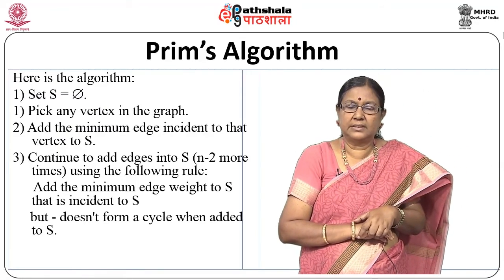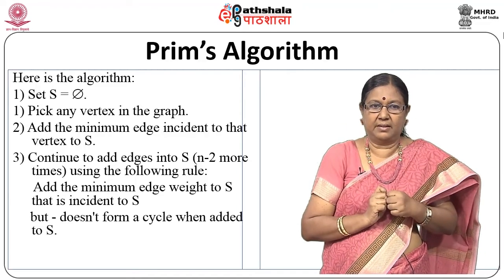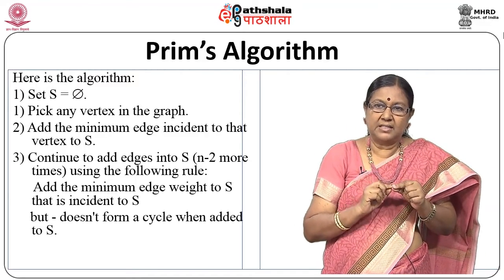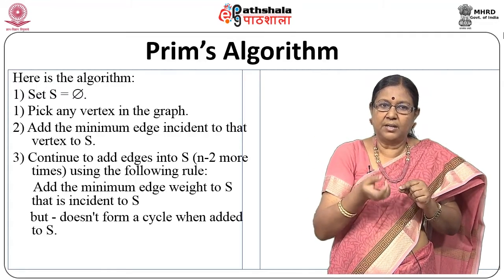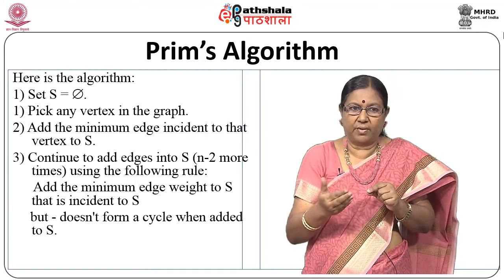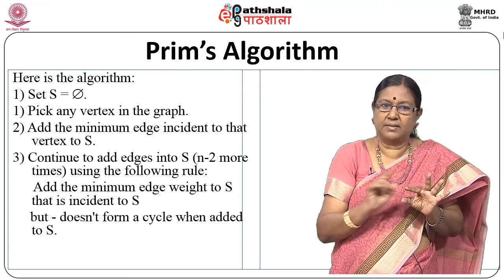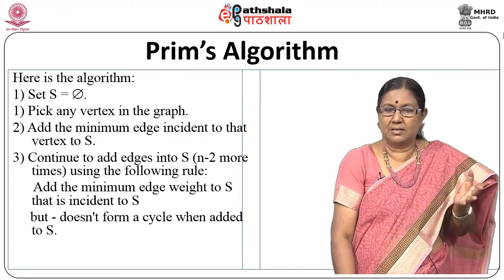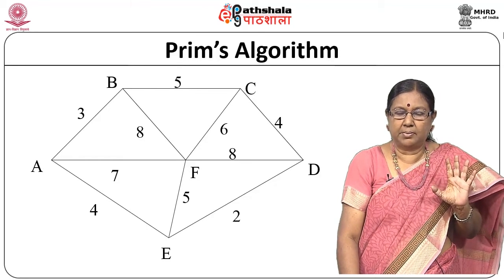You start with a set S which is empty, then pick any vertex from the graph and add the minimum edge incident to that vertex to the set S. You continue to add edges into S n minus 2 more times using the following rule: add the minimum edge weight to S that is incident to S, but does not form a cycle when added to S. So, this is similar to what we did, but the whole data structure is different. So, here we have Prim's algorithm.